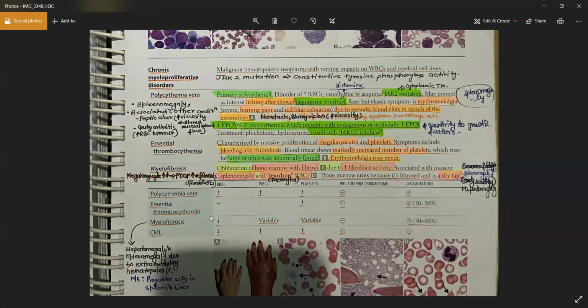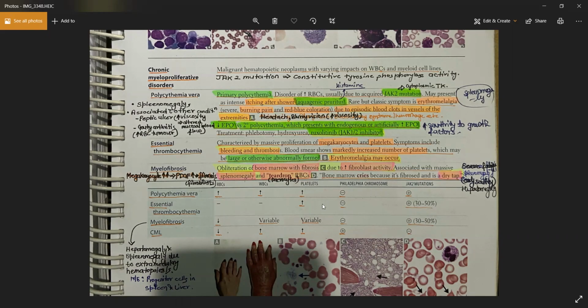In case of myelofibrosis, you will be having a low level of RBCs because of the dry tap, because of the fibrosis of the bone marrow. You will be having a varying level of WBCs and a varying level of platelets again. JAK2 mutations are also positive.